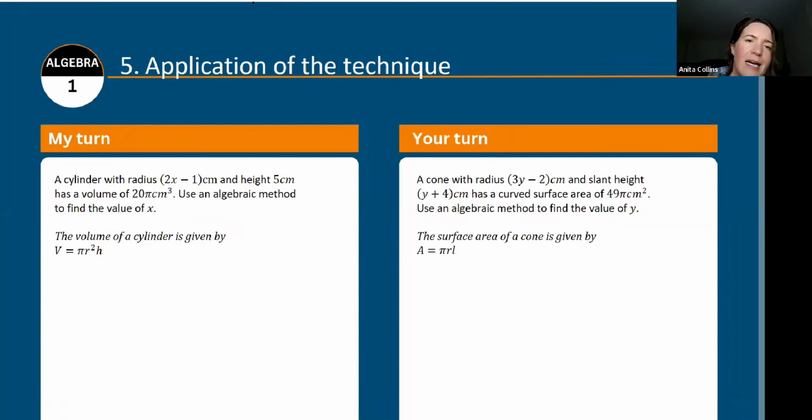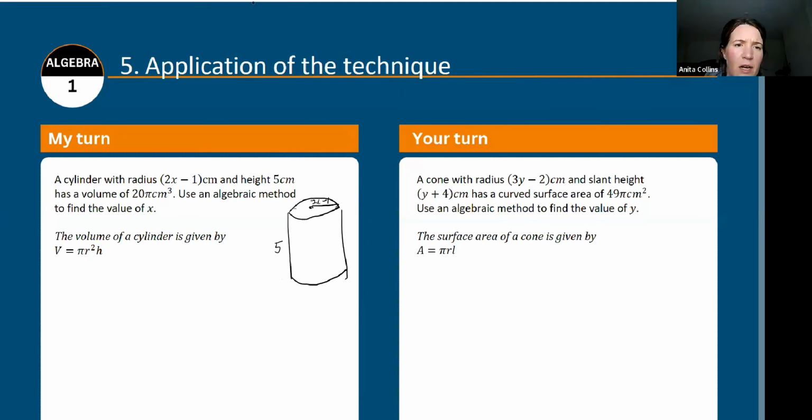So let's see, we've got a cylinder with radius 2x minus 1 and height 5 that has a volume of 20 pi. Use an algebraic method to find the value of x. Strictly speaking, you don't have to draw a sketch here, but it really does help to settle my brain. I find the words a little bit much sometimes, and drawing a little sketch, as bad as that sketch is, does actually help me a little bit. So I've got a radius of 2x minus 1, so from here to here is 2x minus 1, and I've got a height of 5 cm. I'm going to leave the units out. I don't want all of my letters to get mixed up. I'll put it in at the end.